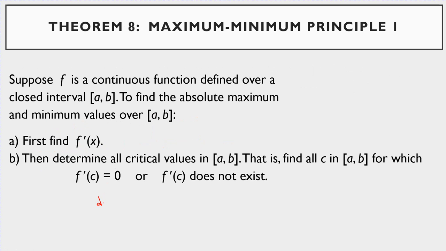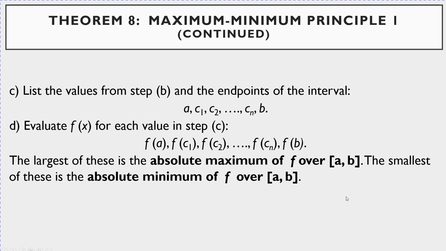Okay, so we're going to denote the critical values as C1, critical value 1, C2, C3, and so on. Next thing you're going to do is list all the values that you just found, all those critical values, and the endpoints. So you're going to list all your critical values. And remember, A and B are the endpoints of the interval, because we said it was defined on this closed interval from A to B.